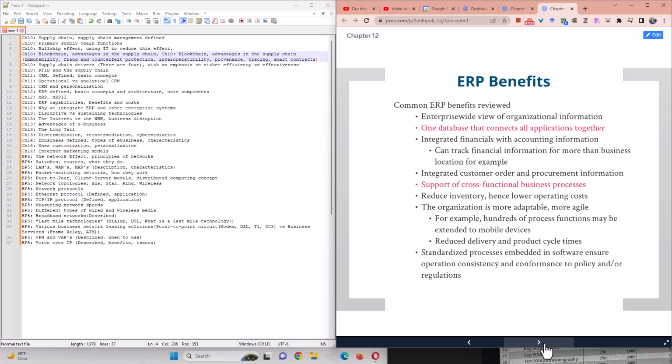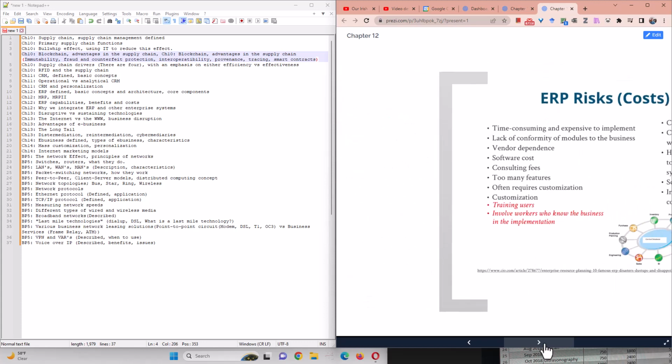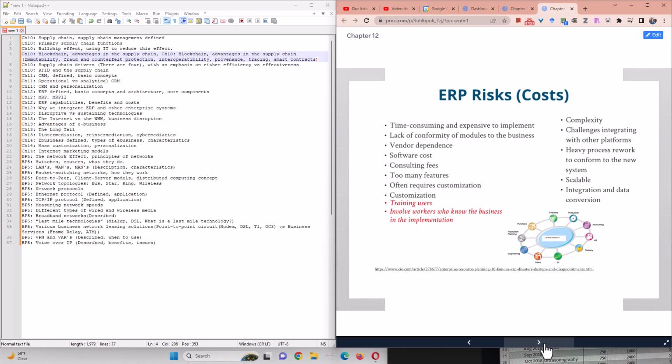You can reduce delivery and cycle times, and you've got hundreds, if not thousands, of standardized processes that are embedded in software, so your organization operates with more consistency and conformance to policy and regulations. On the other hand, the risks: time consuming and expensive to implement these systems. The average timeline for mid-sized to large organizations is at least 2 years, if not more.